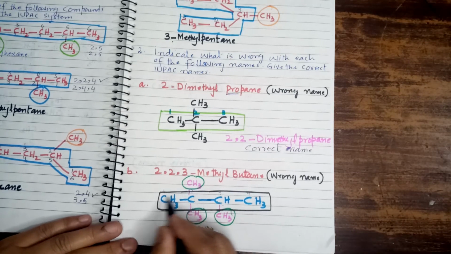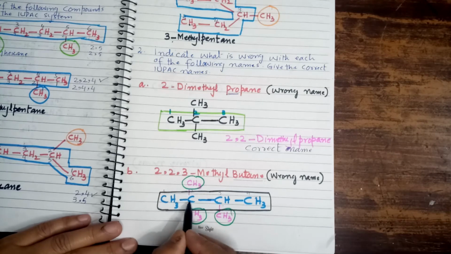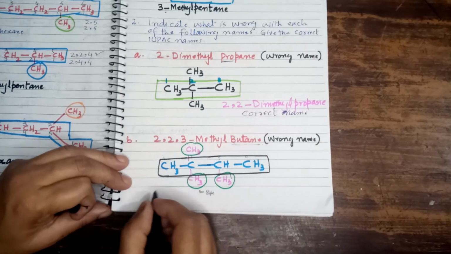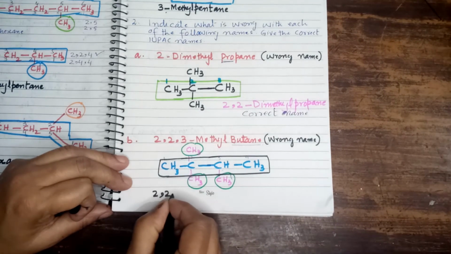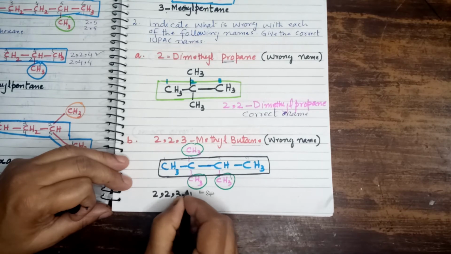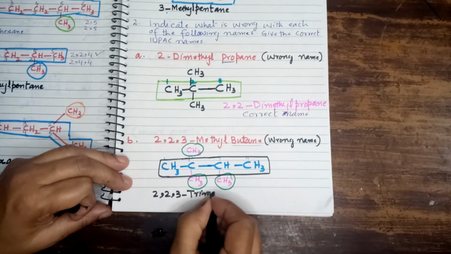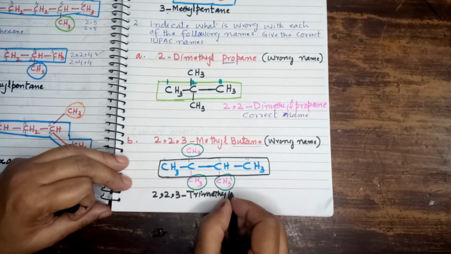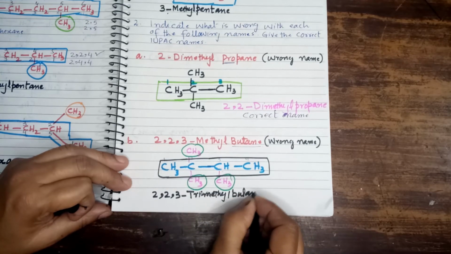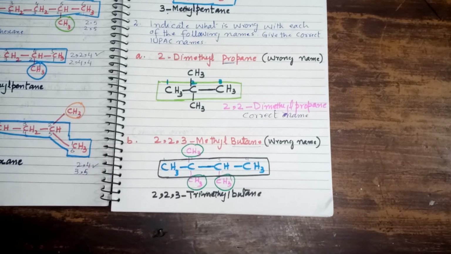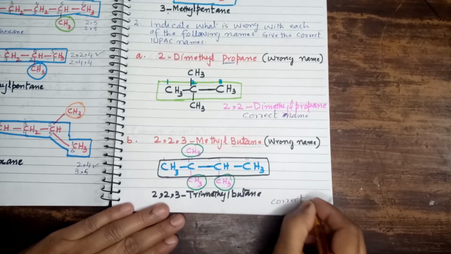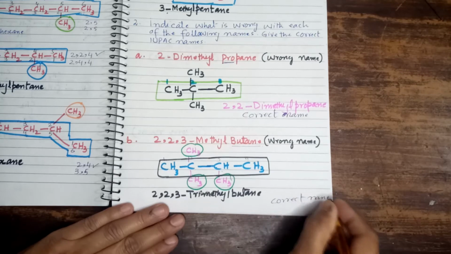So, what are their positions? 2, 2, 3. What is the correct name of this molecule, students? It is 2, 2, 3-trimethyl. And 4 carbon atoms are there in the parent chain, so it is butane, right? This is the correct IUPAC name of this molecule. Right students?